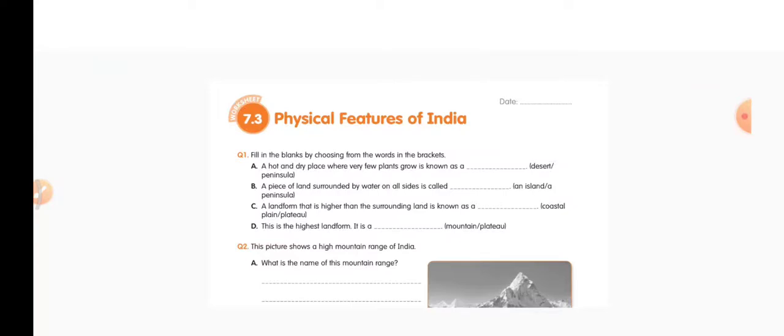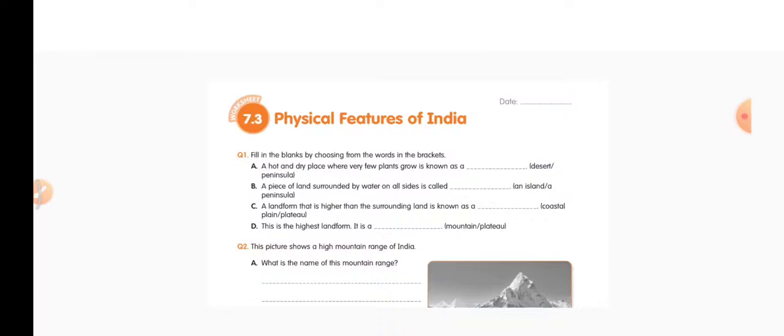A hot and dry place where very few plants grow is known as a dash. Desert or a peninsula? It is a desert. B. A piece of land surrounded by water at all sides is an island or a peninsula? It's an island. C. A landform that is higher than the surrounding land is known as a coastal plain or a plateau? It is a plateau. D. This is the highest landform. It is a mountain or plateau? It is a mountain. Then the second question.